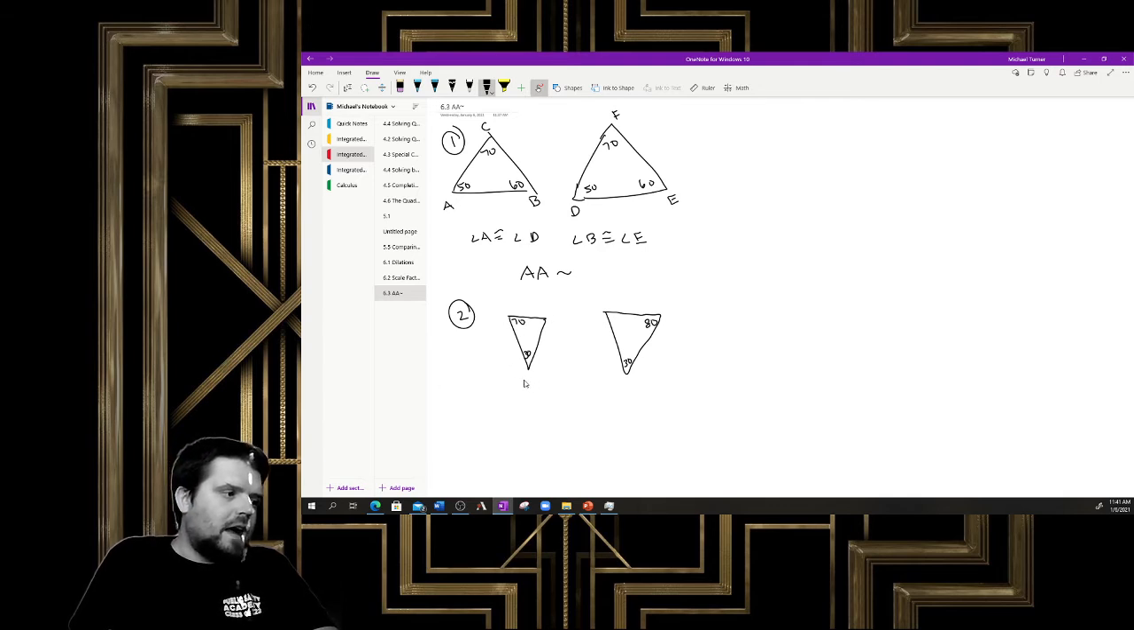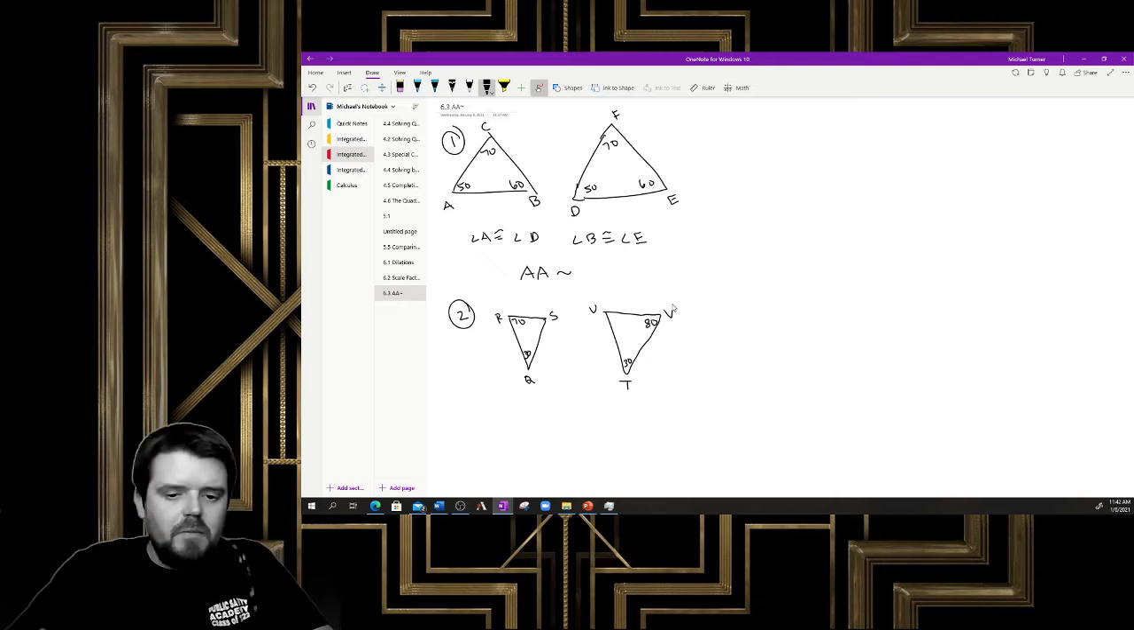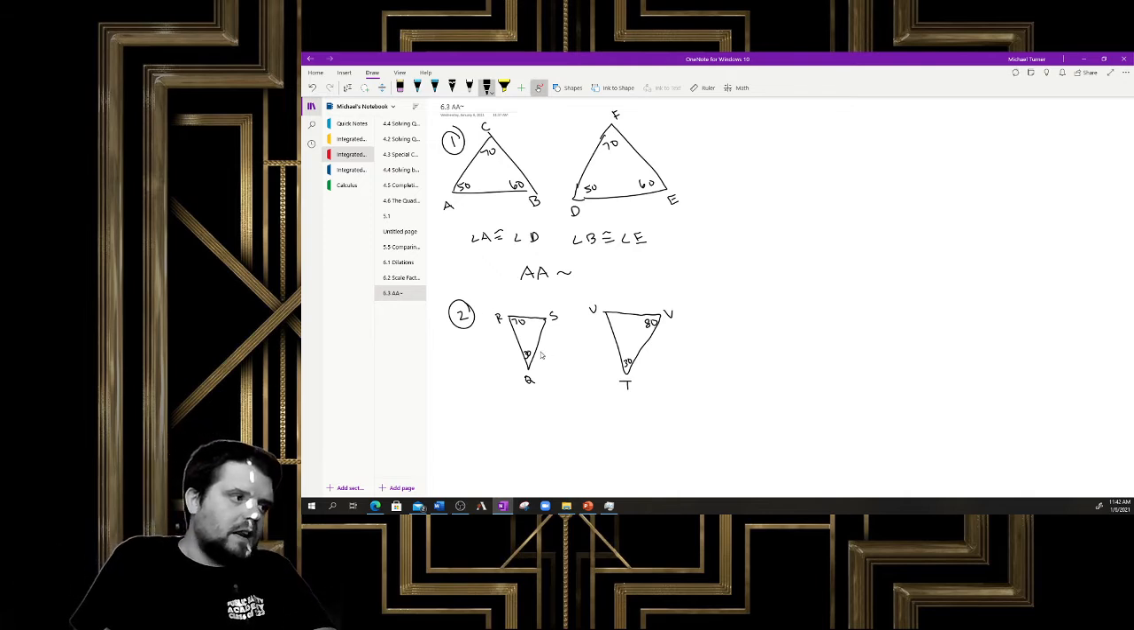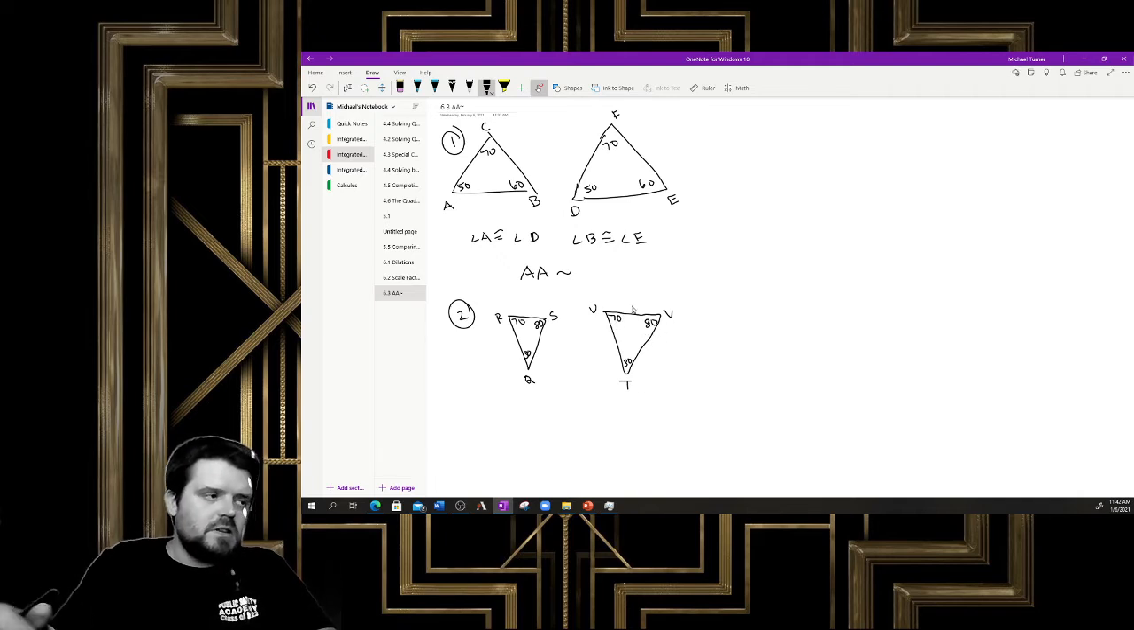But remember that your angles have to correspond to the correct vertices. So let's say QRS and TUV. I'm not showing all of my angles here, so it's still possible that these triangles are similar. So again, angles of a triangle have to add up to 180, so 30 plus 70, that's 100. That means angle S has to be 80 degrees. And here on TUV, 30 plus 80 is 110. Subtract that from 180, that means angle U is 70.